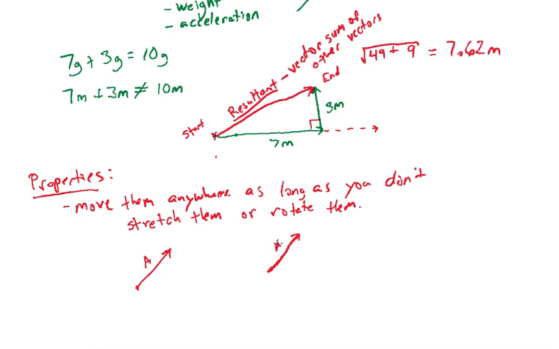If I were to take and rotate that vector, even keeping its length the same, then this is no longer the same vector. This would have to be some new other vector B.